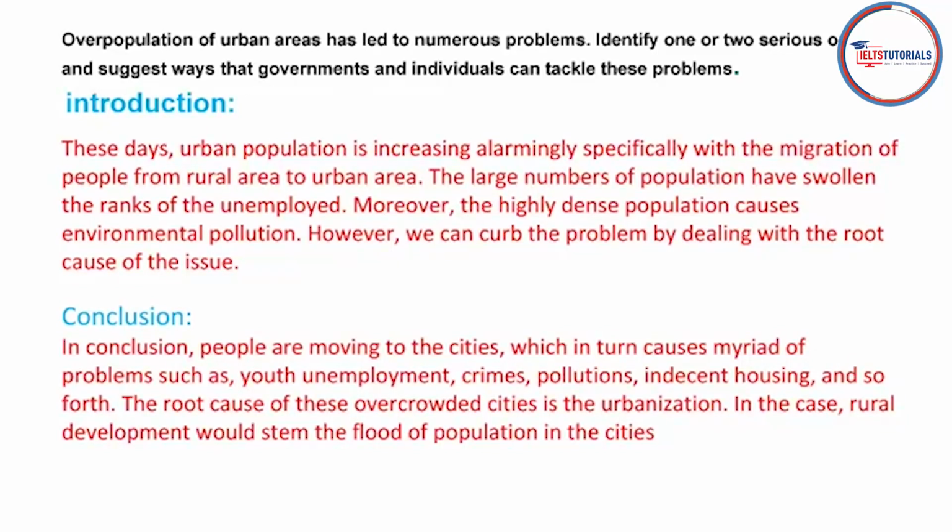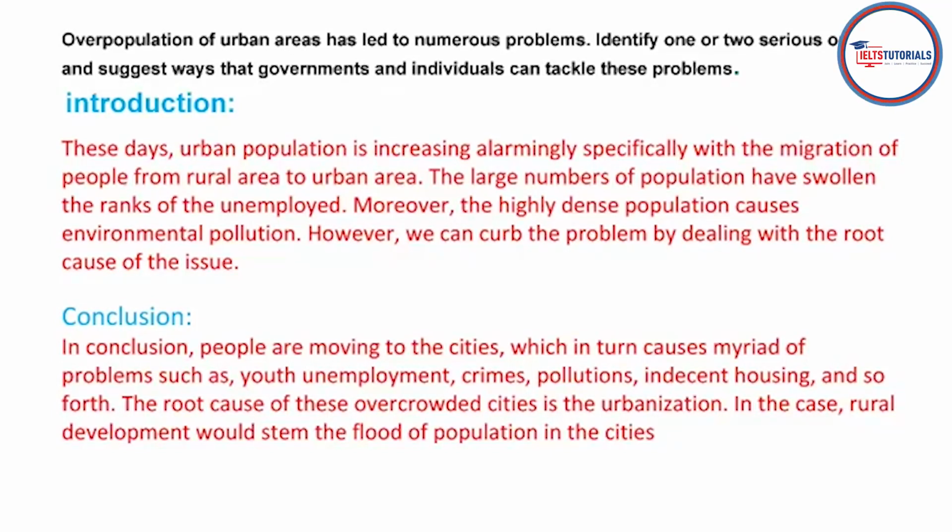In conclusion, people are moving to the cities. See, ultimately migration of people from rural area to urban area is the same thing. I have paraphrased it in my conclusion. So in conclusion, people are moving to the cities, which in turn causes a myriad of problems such as youth unemployment, crimes, pollution, indecent housing, and so forth. The root cause of these overcrowded cities is urbanization. In this case, rural development would stem the flood of population into the cities.